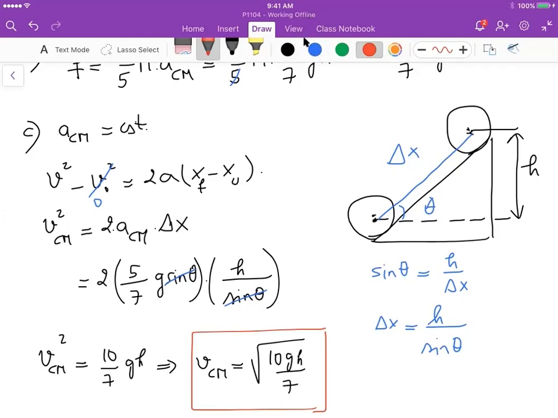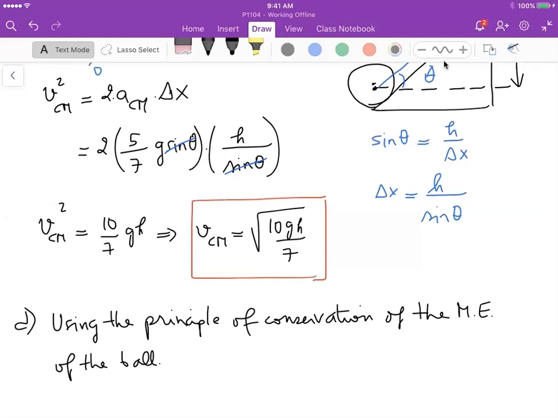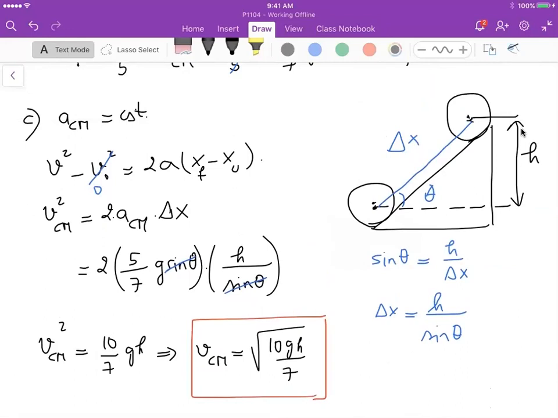Now the last part is about the same question, what is the speed of the center of mass of this ball, but not using this approach, but instead using the energy approach. So using the energy approach, we are going to use the principle of conservation of the mechanical energy of the ball. Because what happened is that when it was on the top and then went down to the lower position, there was a variation of the gravitational potential energy: the sphere lost potential energy and it was transformed into kinetic energy. And so we have conservation of the mechanical energy.